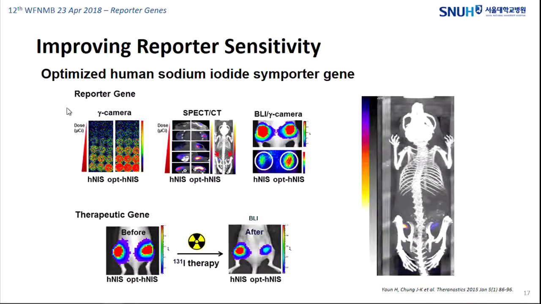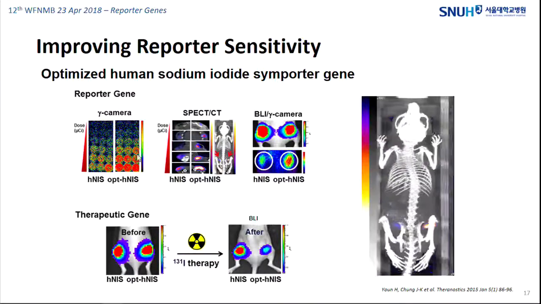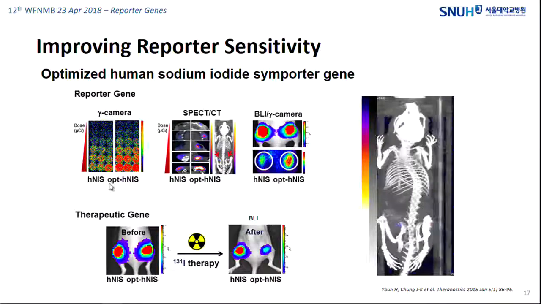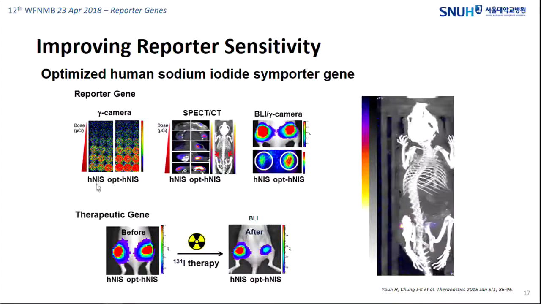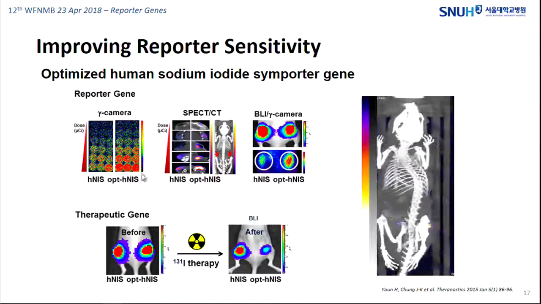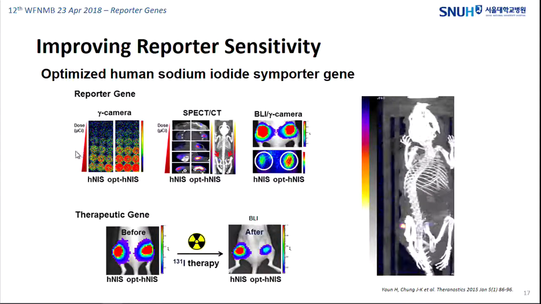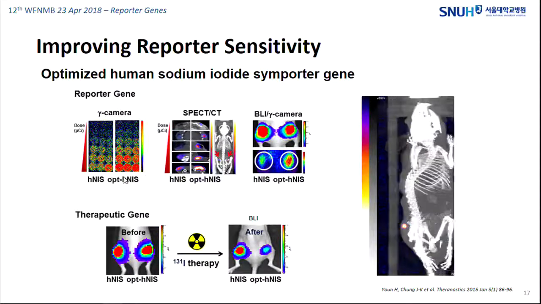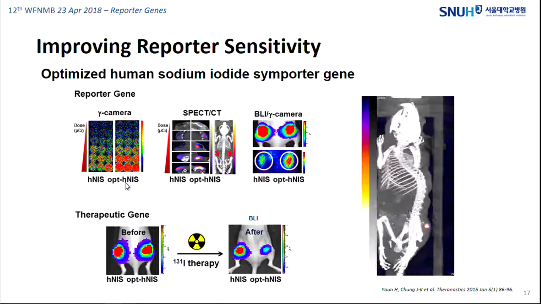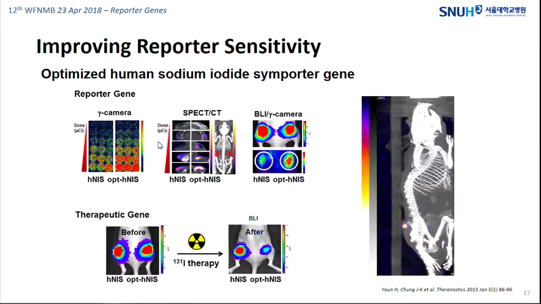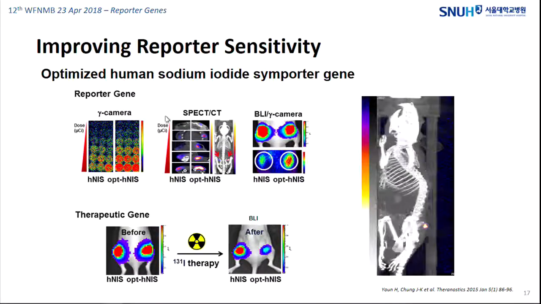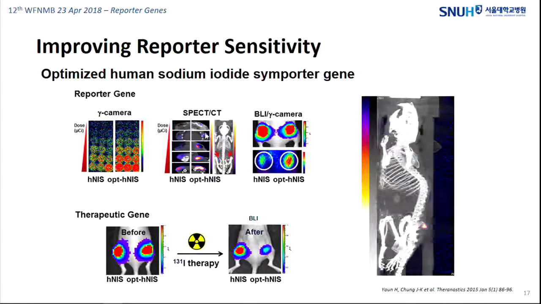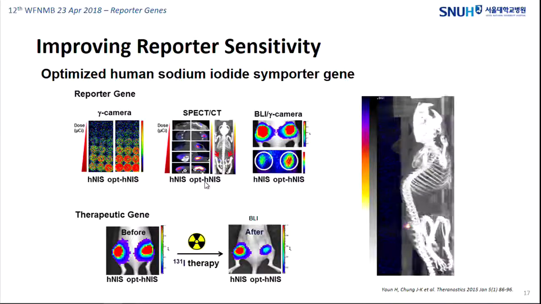And also we transduced this into thyroid cancer cells, which did not express the sodium iodide importer, and we compared the wild-type NIS and optimized NIS. With a small amount of iodine dose, we can detect with this optimized hNIS. We also xenografted this into the mouse and took a SPECT, and we found that this optimized NIS reporter is more sensitive than the wild-type NIS.